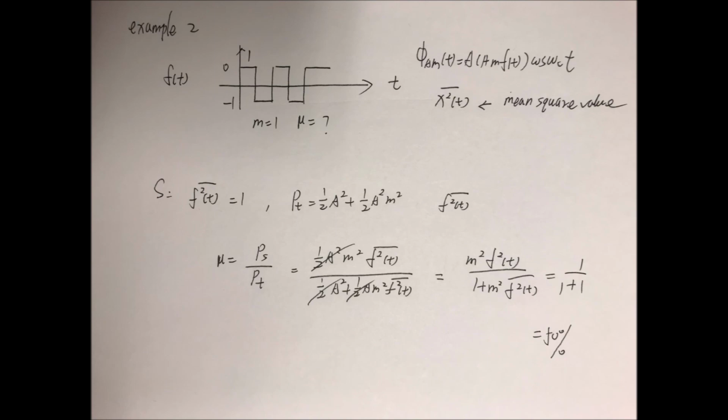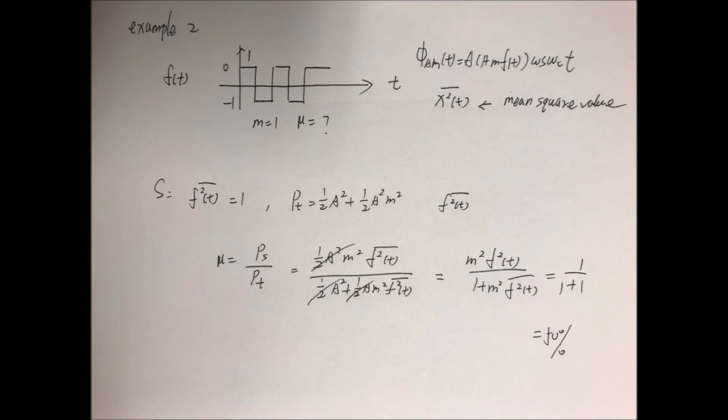So for AM, double sideband, large carrier, example number 2. If I have a square wave, my amplitude is 1 minus 1. This is my period. I choose the biggest modulation index I can use, m equal 1. Let's look at what is the efficiency, how good I can achieve. This is the best case we can achieve for double sideband large carriers.